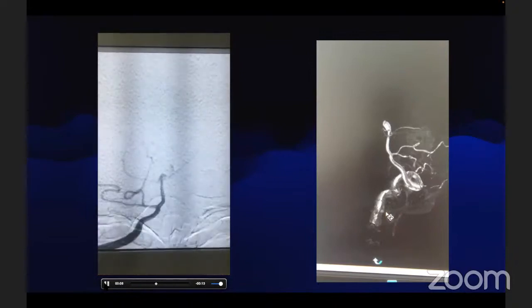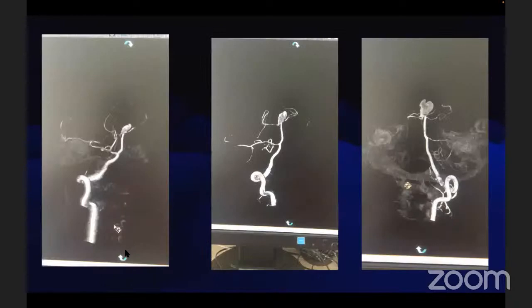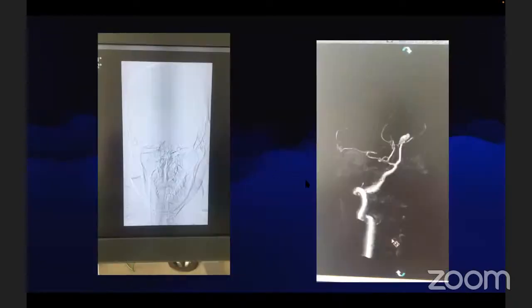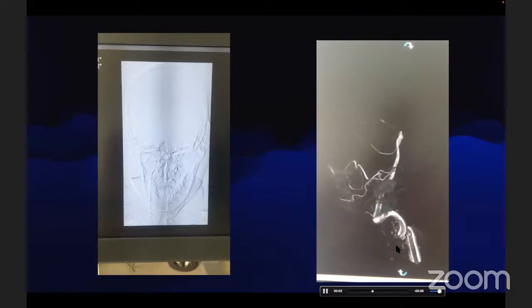Sir, in this scenario the patient has a partially thrombosed large aneurysm, approximately 1.5 centimeters in anteroposterior diameter, and the height is approximately 1.2 to 1.3 centimeters. The patient had quadriparesis, and how do we plan the management of this patient, sir?